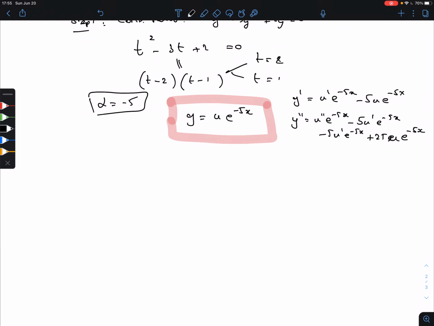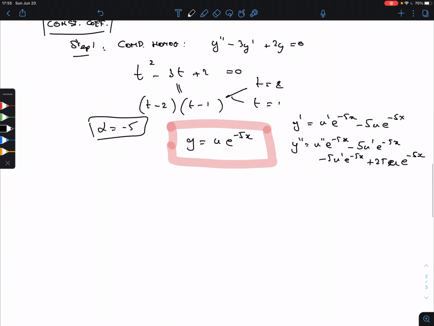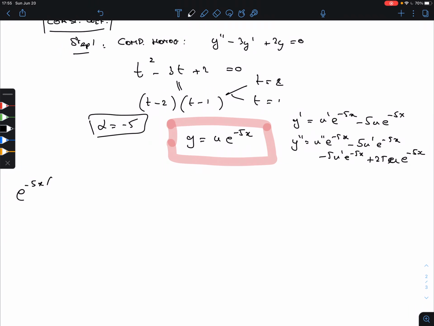Okay, so we plug this in, and e to the minus 5x can come out. Here we have a u double prime, and combining these 2 terms gives minus 10u prime, and then we have plus 25u. Then I subtract 3 times y prime, so that is minus 3u prime plus 15u, and then I add 2 times y, that's 2u. Okay.